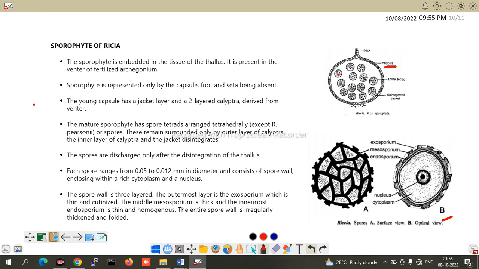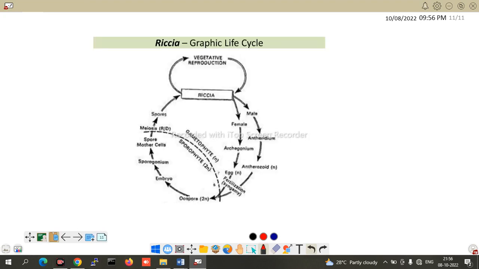So here is the finished sporophyte, which lacks foot and seta. Only the capsule is there, the calyptra is formed from the venter, and the spore tetrads come out by rupturing the calyptra. The spore is 3-layered: exosporium followed by mesosporium and endosporium. Then the spore germinates and turns into a new thallus. Let us discuss the life cycle. Here are the male gamete and female gamete, that is antheridia and archegonia. Fertilized oospore or zygote, embryo, sporangium, spore mother cell, meiosis, spore, and finally the formation of the Riccia thallus.